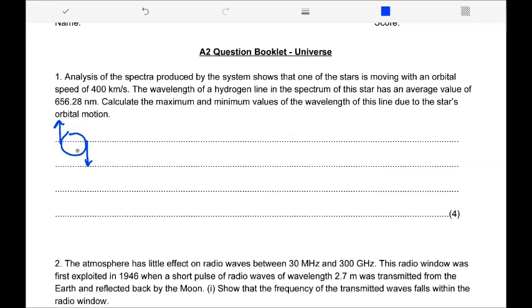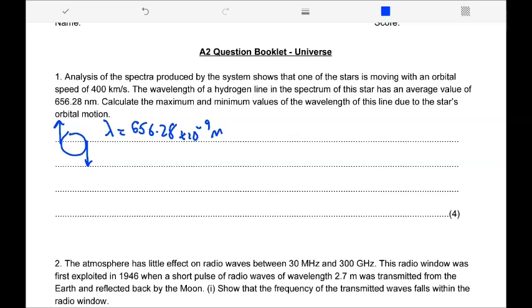On this side it's coming towards us, so the wavelength is going to be shortened, so it's going to be blue shifted, and on this side it's moving away from us. So it's going to be redshifted. So we need to work out what the wavelength of the star is going to change to. So the wavelength of the star, we are told in the question, is lambda equals 656.28, and it's in nanometers, so it's times 10 to the minus 9 meters.